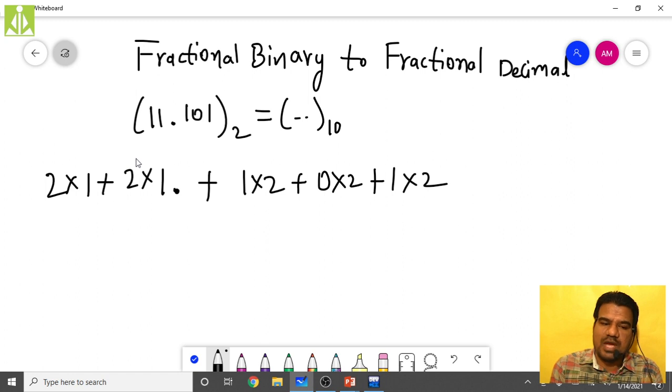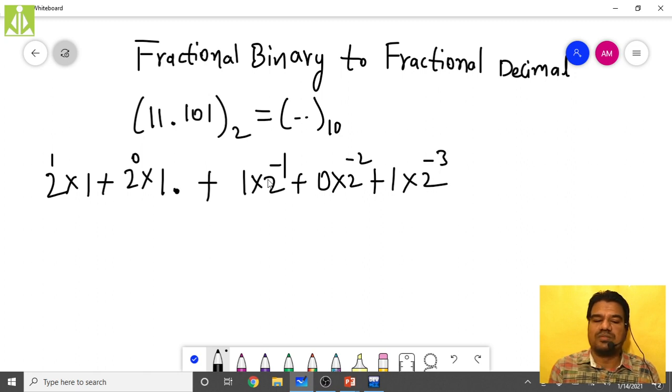Then we have to write the powers of two. In the whole number part you write 0, 1, like that. In the fractional part, we had 0 already, so here you go -1, here -2, here -3, like this. Near the decimal point we put 0, and on one side all positive powers and on the other side all negative powers of 2. Then start converting the number.